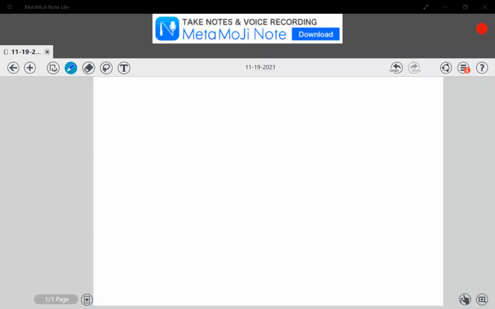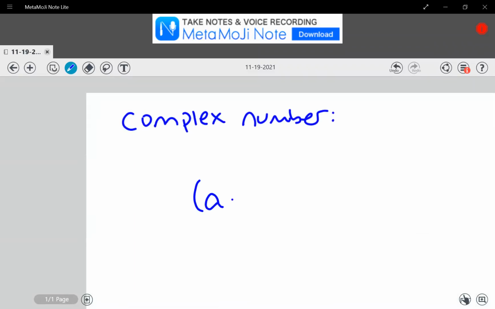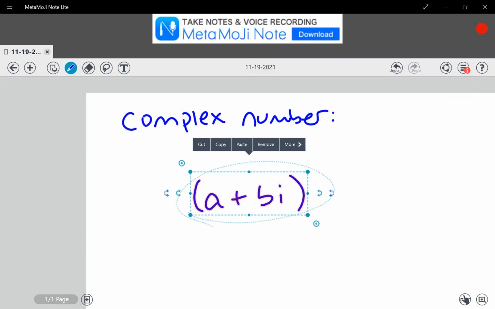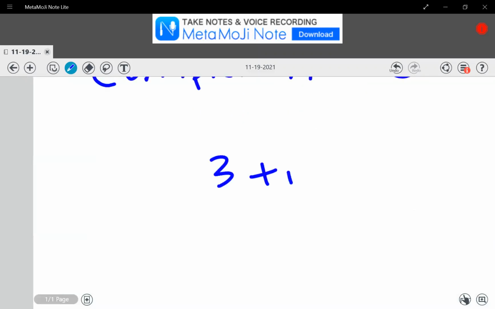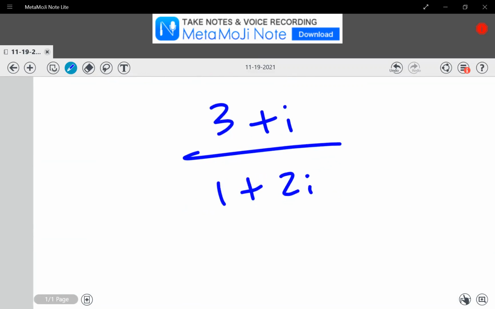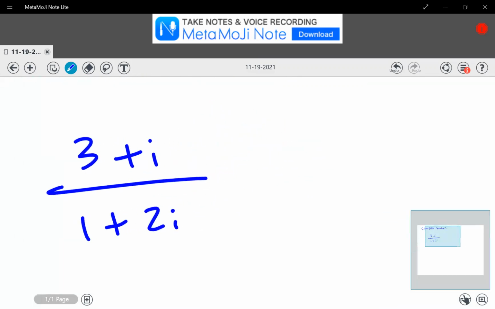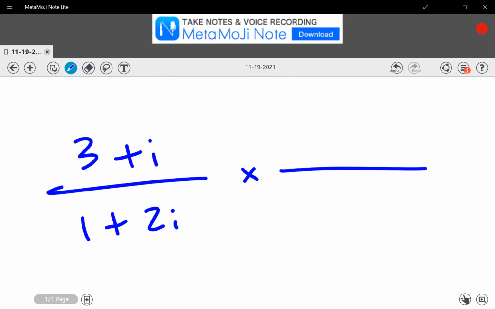All right, now what about dividing complex numbers? Well, let's say we've got a plus bi, or actually let's use actual values for this one. Let's say we've got 3 plus i divided by 1 plus 2i, all right? Well, how do we divide this? First step is to multiply it by its complex conjugate, or at least the denominator's complex conjugate. We're going to get 1 minus 2i over 1 minus 2i.